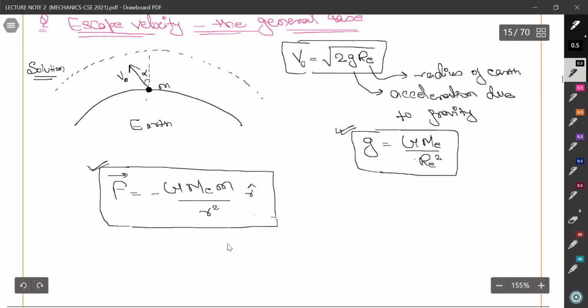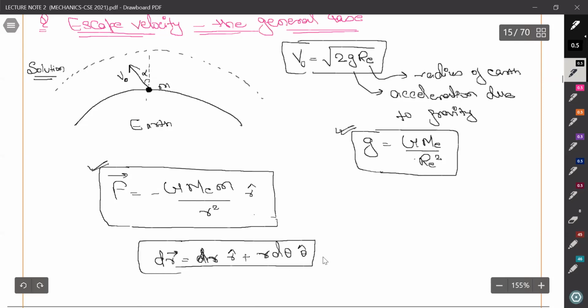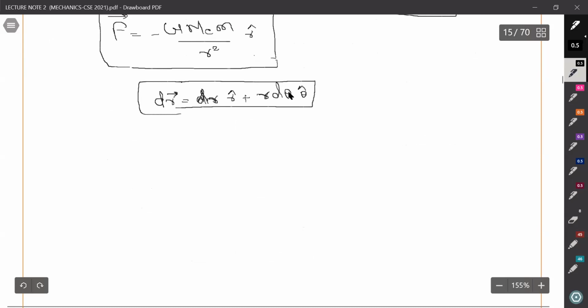So let us find out dr. We know that dr is equal to, as we already discussed, dr r cap plus r d theta theta cap. So what we need to find out is the work done so that it crosses the earth's gravitational field. So we need to find F dot dr, that is dW. Simply a dot product will be there.